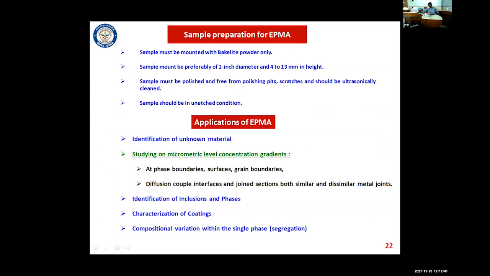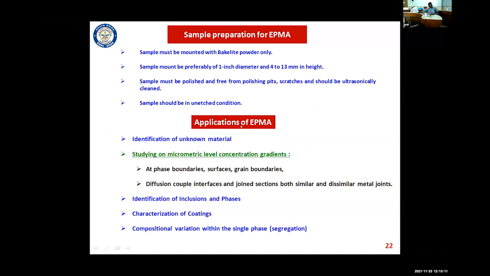So what is the sample preparation for EPMA? The sample must be mounted with bakelite powder, preferably 1 inch in diameter and 4 to 13 mm in height, and it should be polished and free from polishing pits and scratches, ultrasonically cleaned, and the sample should be in an unetched condition. Whatever sample we prepare for optical microscopy, the same sample you can use for SEM, EPMA, and also one more technique, EBSD. For TEM, the sample preparation is different.